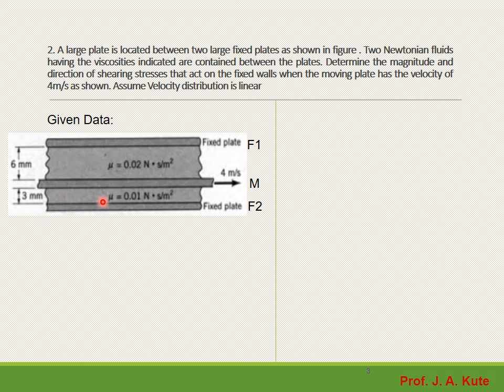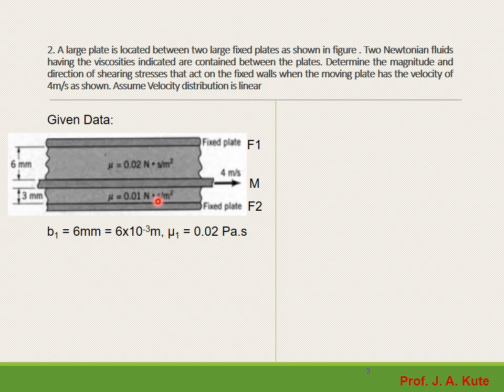You can see the diagram. Here are three plates, two plates are fixed, F1 and F2 are the fixed plates, while the moving plate is denoted by M. The moving plate is moving with a velocity of 4 meter per second. Fixed plate 1 is at a distance of 6 millimeter from the moving plate, while fixed plate 2 is at a distance of 3 millimeter from the moving plate. The fixed plate 1 side has liquid with viscosity 0.02 Newton second per meter square, and the fixed plate 2 side has liquid with viscosity 0.01 Newton second per meter square.